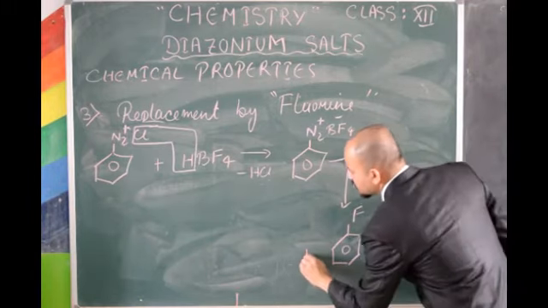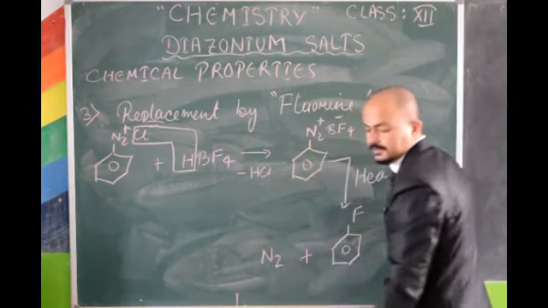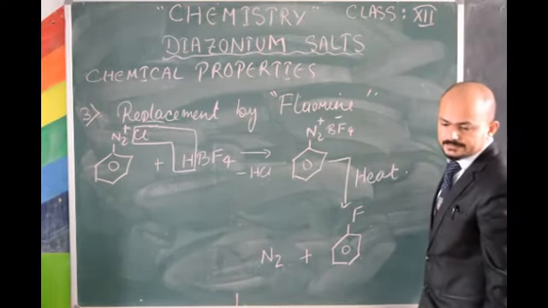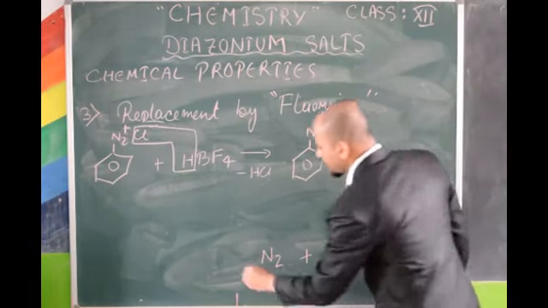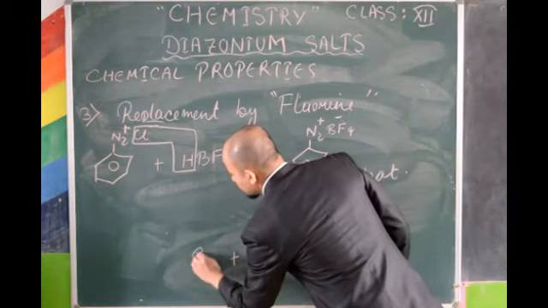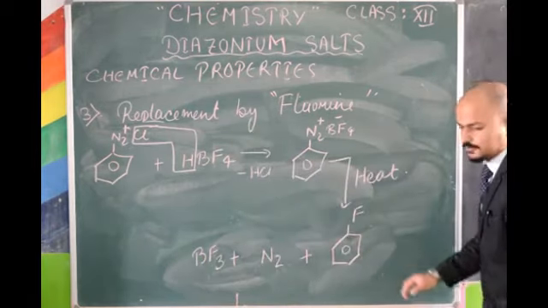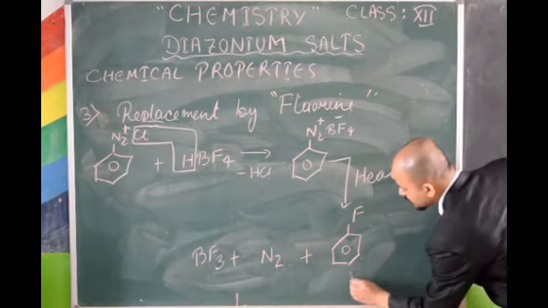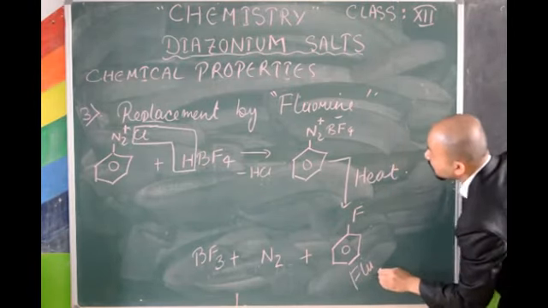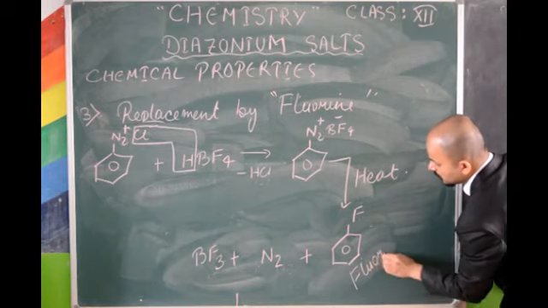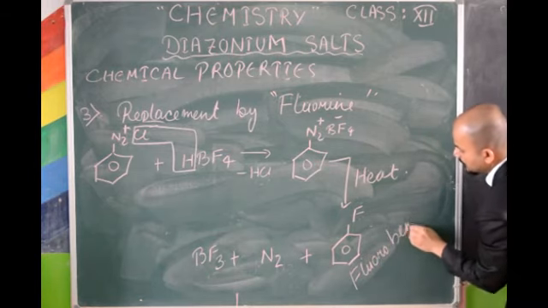That is fluorobenzene. And the byproducts are, as in the previous case, nitrogen and BF3. So here you are getting fluorobenzene. This is fluorobenzene.